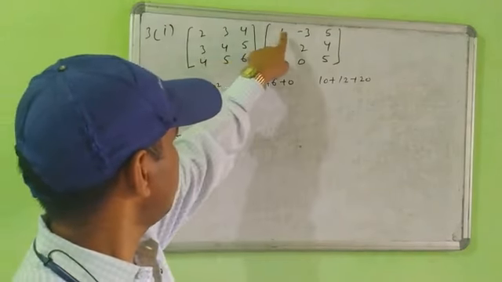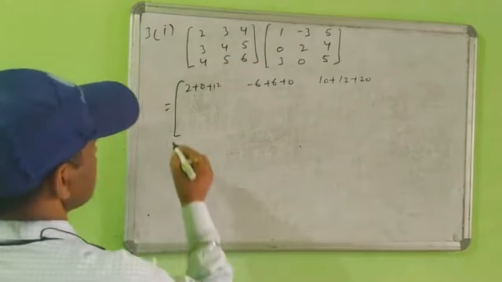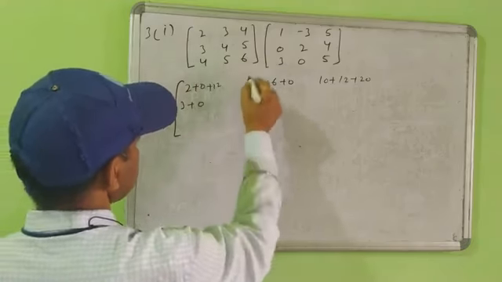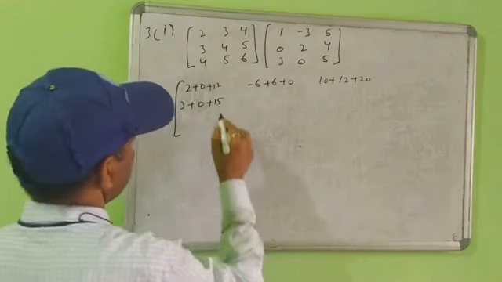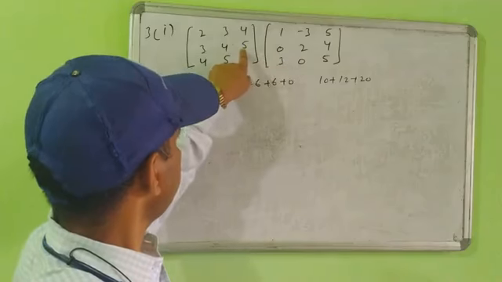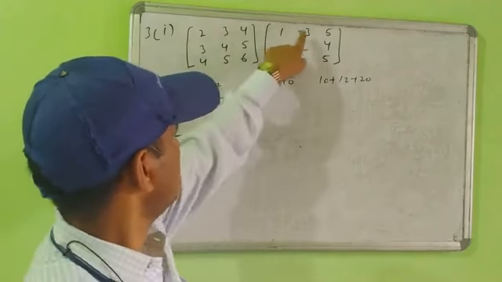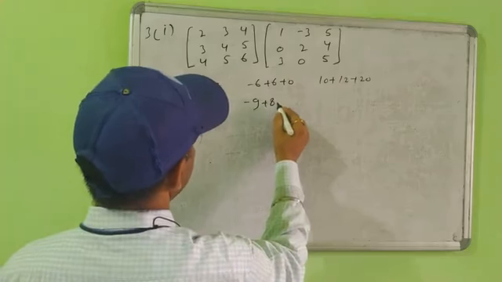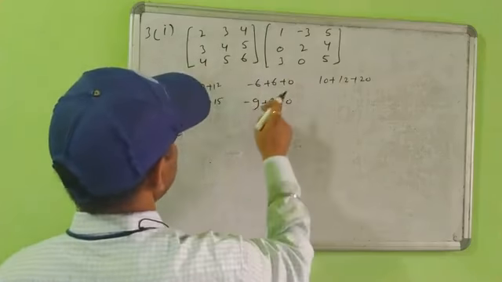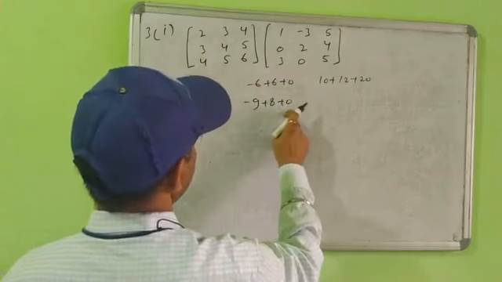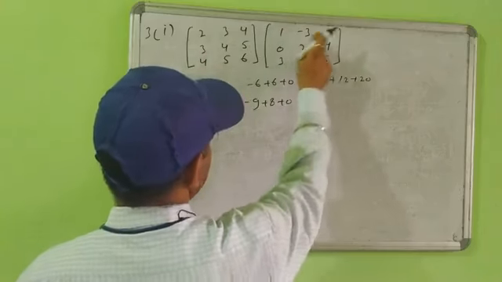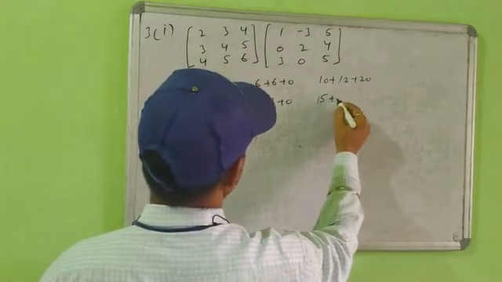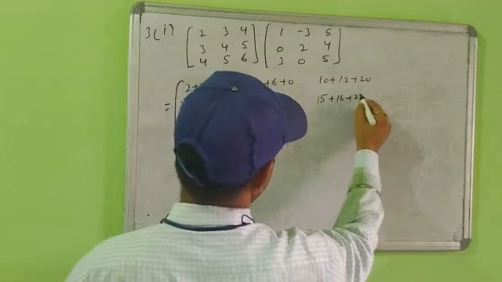Similarly, second row multiplies first column, second column, third column. So 3 1 is 3 plus 0 and plus 5 3 is 15. Second row and second column: minus 9 plus 4 2 is 8 plus 0. Next, second row, third column: 5 3 is 15 plus 4 4 is 16 plus 5 5 is 25.